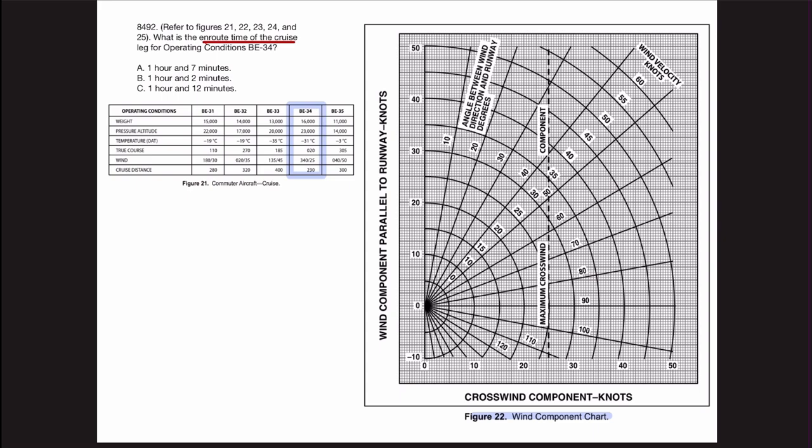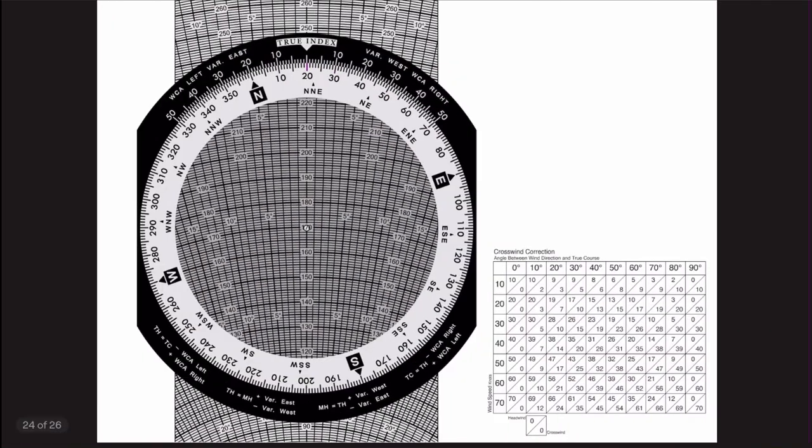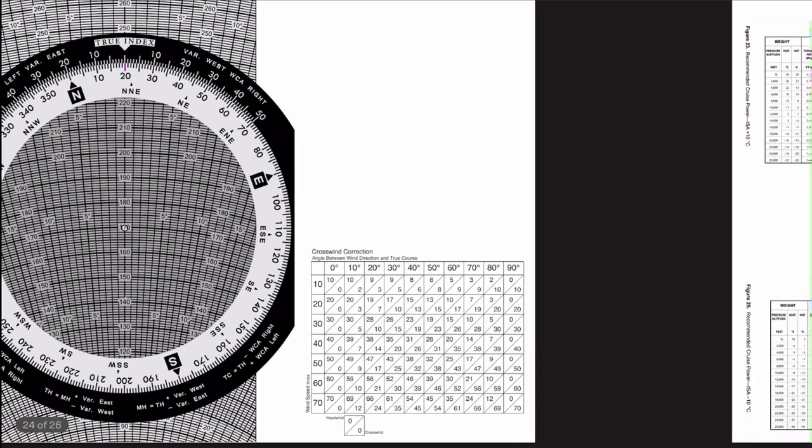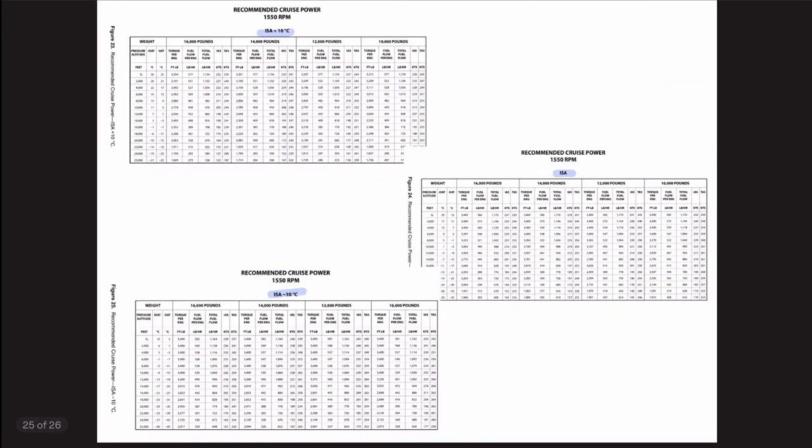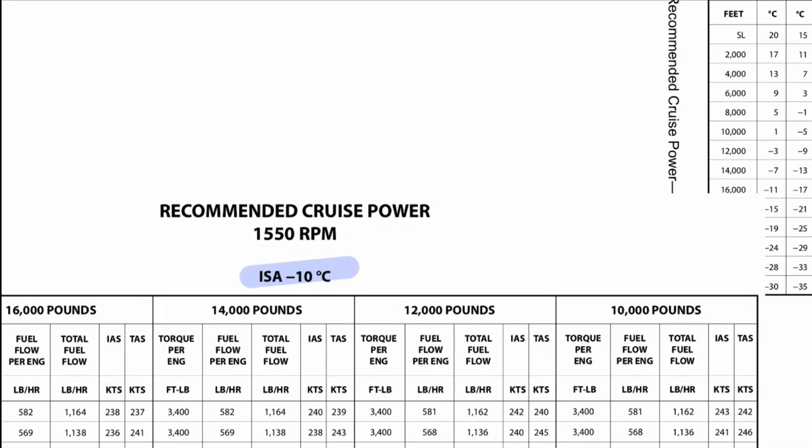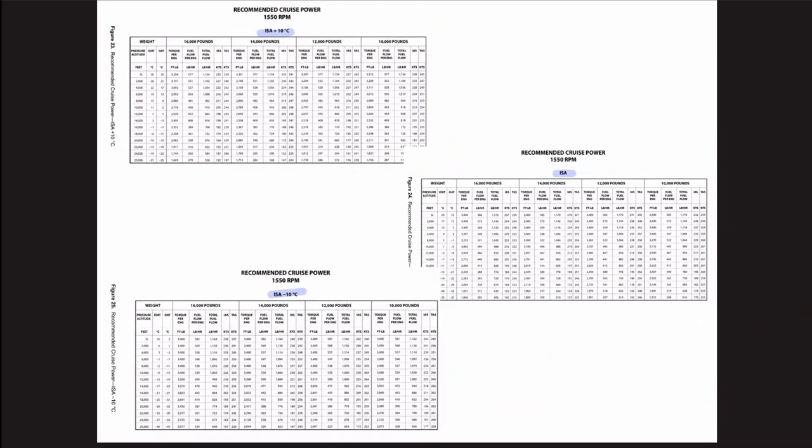So step one is going to be that wind component on figure 22. I'm going to show you an additional way to find your wind component using your E6B. And then we'll move on. There's 3 charts here, which seems like a lot, but really you're just choosing which chart to use. And you're choosing that based on whether you're ISA minus, ISA, or ISA plus.